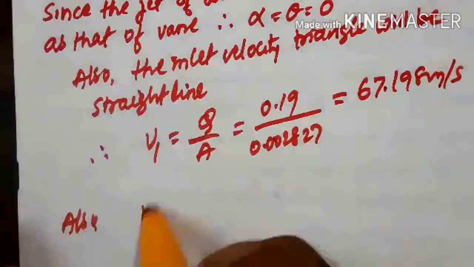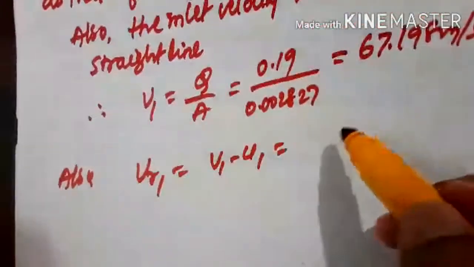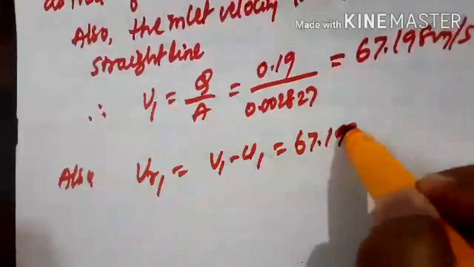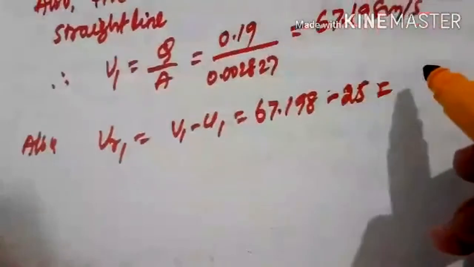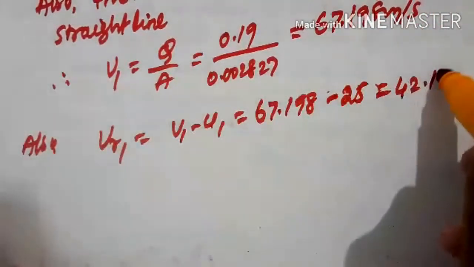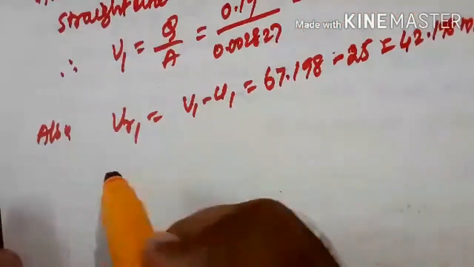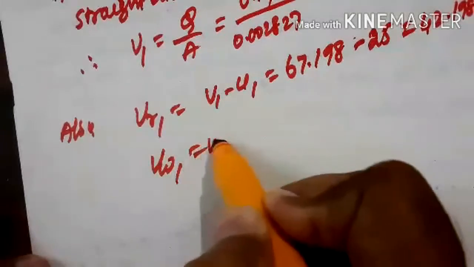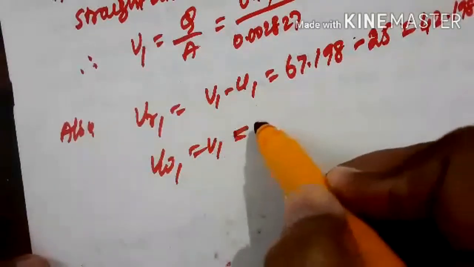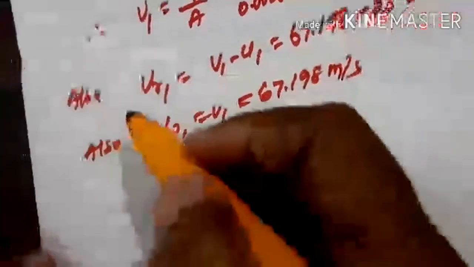Also VR1 is equal to V1 minus U1. So that is 67.198 minus 25. We get 42.198 meter per second. Then VW1 is equal to V1, which is 67.198 meter per second also.